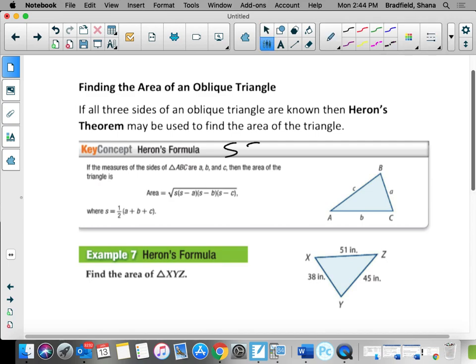I would use this if I had side, side, side here. Notice in our area formula, we've got the sides. Now, the S here, we've got side A, side B, and side C. The S is actually the solution to an expression 1/2 A plus B plus C, so you've got to solve for that first.